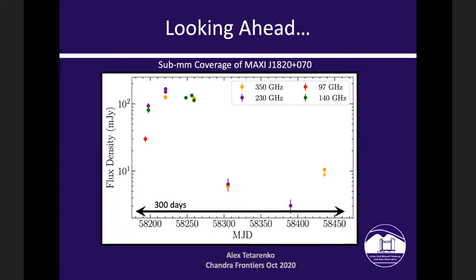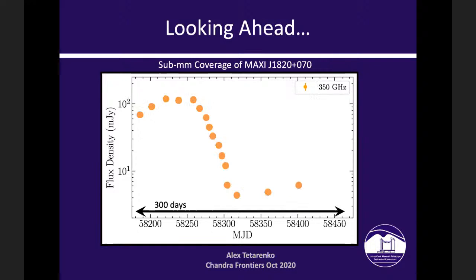So they're unable to probe how jets evolve over time during their outbursts. For example, this is the sub-millimeter coverage we had of MAXI 1820 during its outburst, where only one of these observations was actually enabled to do timing. Imagine if your coverage instead looked like this, where all of these observations were able to do timing. You could start deriving these jet properties for each observation and then see how they're actually evolving throughout the outburst.